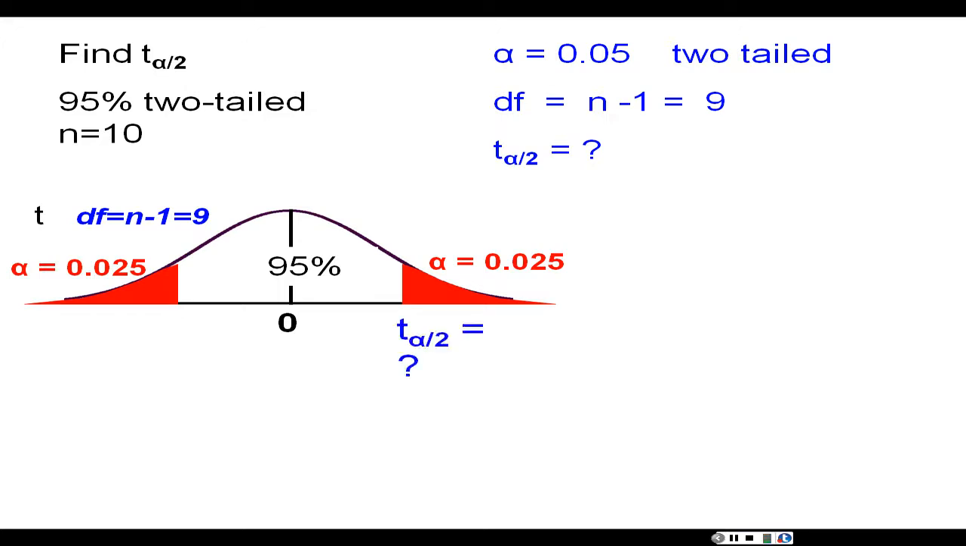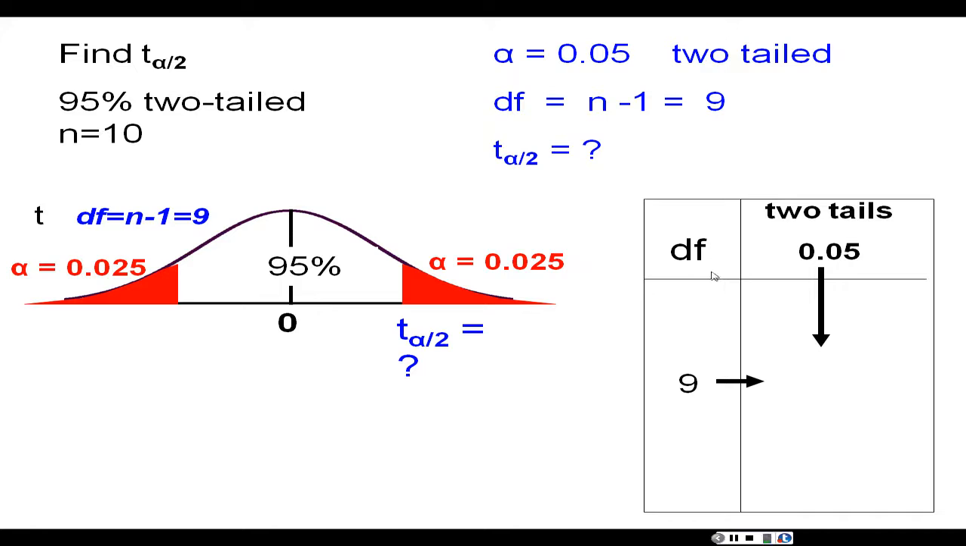Now, let's look at this. What is the t-critical that we need for this? We have to go to our t-tables. To go to your t-tables, you look for where it says the two-tail alpha.